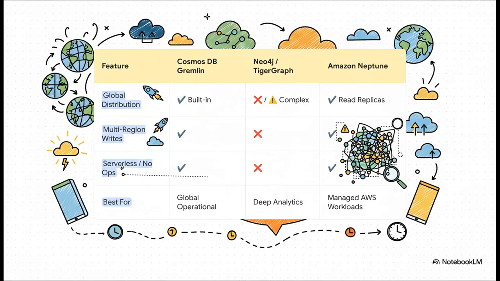And you can really see the trade-offs right here. For an operational app that needs to be globally distributed, fully managed, and have multi-region writes, Cosmos DB is pretty much in a class of its own. But if your main goal is to run super deep analytics on a single, massive graph, then a specialized tool like Neo4j or TigerGraph might be a better fit. It's always about picking the right tool for the job.